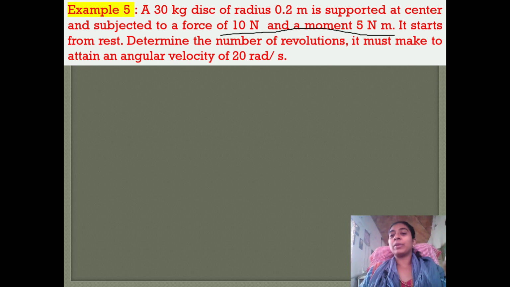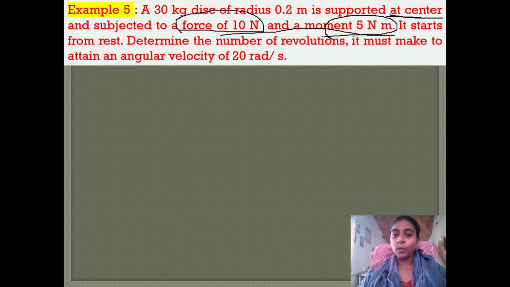So total moment will be equal to this moment of 5 Newton meter plus the force acting at center. So it is force into radius. The moment because of this force of 10 Newton will be equal to 10 into the radius 0.2. So we get 10 into 0.2 Newton meter. So total moment is equal to 10 into 0.2 plus 5 Newton meter. And it starts from rest. That means our initial angular velocity is equal to 0.